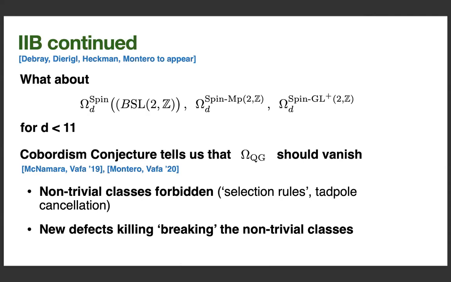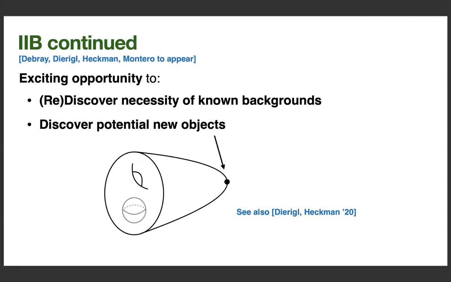So these are selection-rule kinds of arguments that would tell you that you shouldn't take type 2B and put it on a background of a certain type. And this is, of course, an exciting opportunity. Let's take the first viewpoint, the second bullet point I wrote down. So maybe there are new objects. And indeed, once we do that, we rediscover and discover some new backgrounds for type 2B. I didn't mention it here, but what appears very naturally, for example, are these S-fold backgrounds that you need in order to kill bordism classes. But of course, once you go lower, it becomes less explored, and there might be new surprises that will be classified in this upcoming paper here.